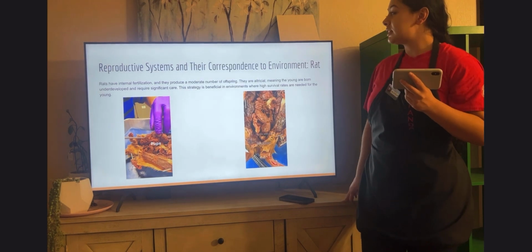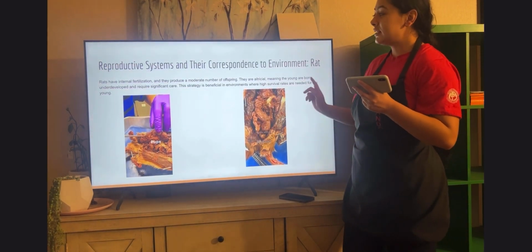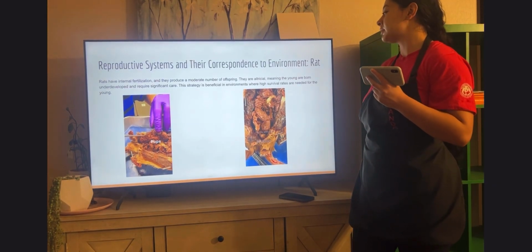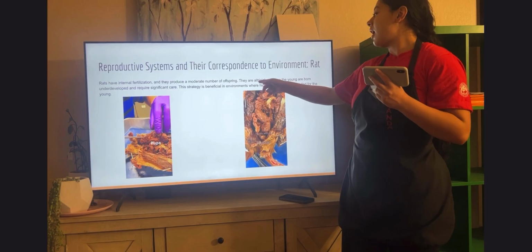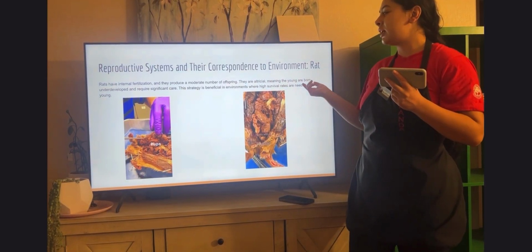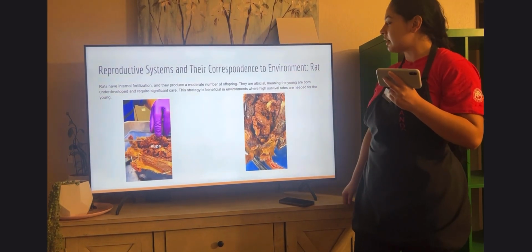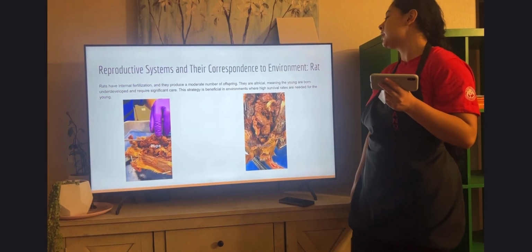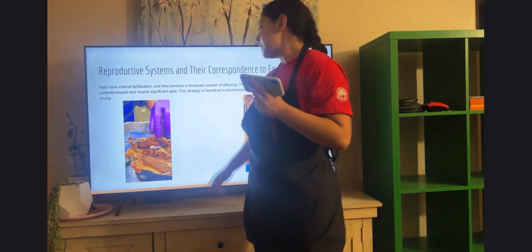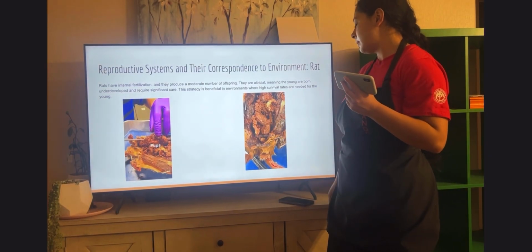And for the reproductive systems and their correspondence to environments. The rats have internal fertilization and they produce a moderate number of offspring. They are altricial, meaning the young are born undeveloped and require significant care. This strategy is beneficial in environments where high survival rates are needed for the young. Right here you can see that our rat was pregnant and it was carrying its pups. Here you can see that uterus with pups and the bladder.